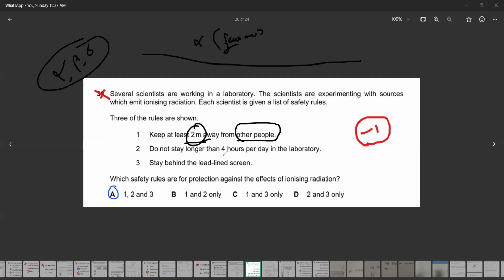Four hours per day in the lab represents the exposure time. If you minimize exposure time, that reduces the effect on health. For example, if a person is exposed to radiation for a longer duration, he may develop cancer. So exposure time should be minimized, and staying behind the lead-lined screen is good, as lead is a material that can stop radiation. So any option with 3 should be right. And the minimum distance of at least 2 meters away from other people is not the correct rule. Is it clear, this one?